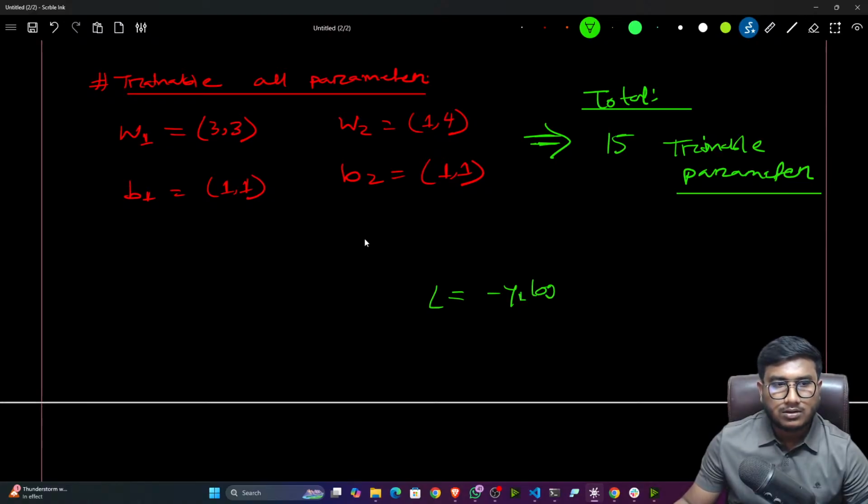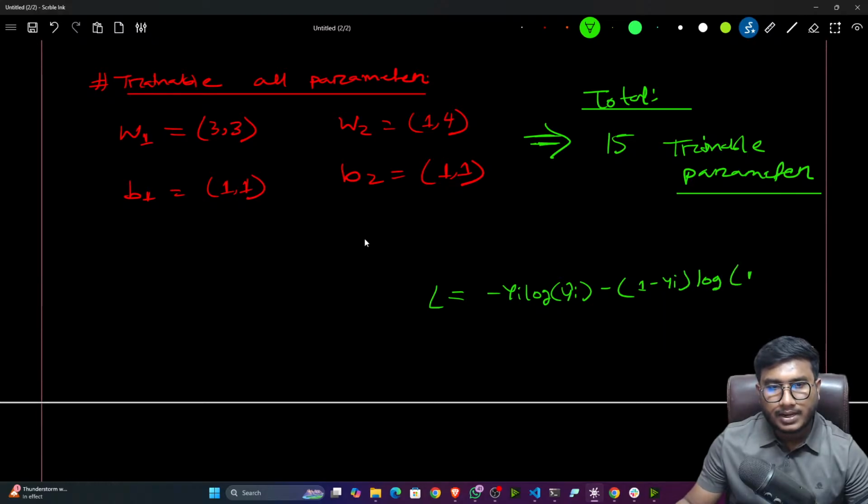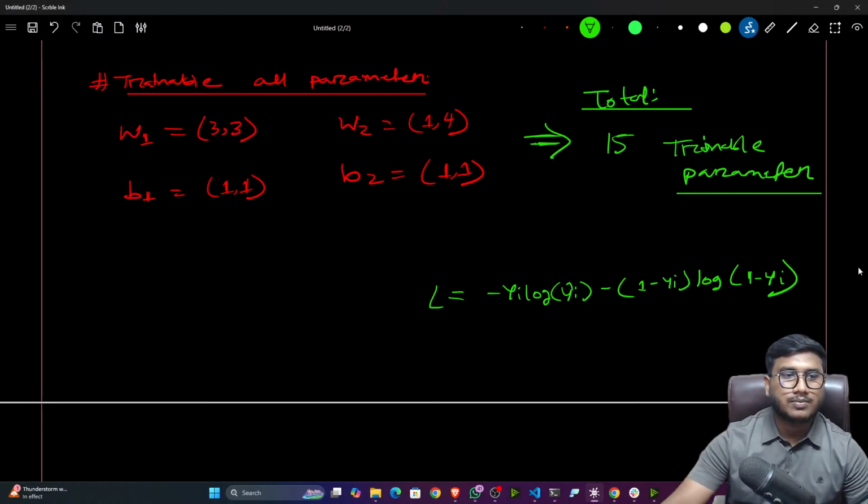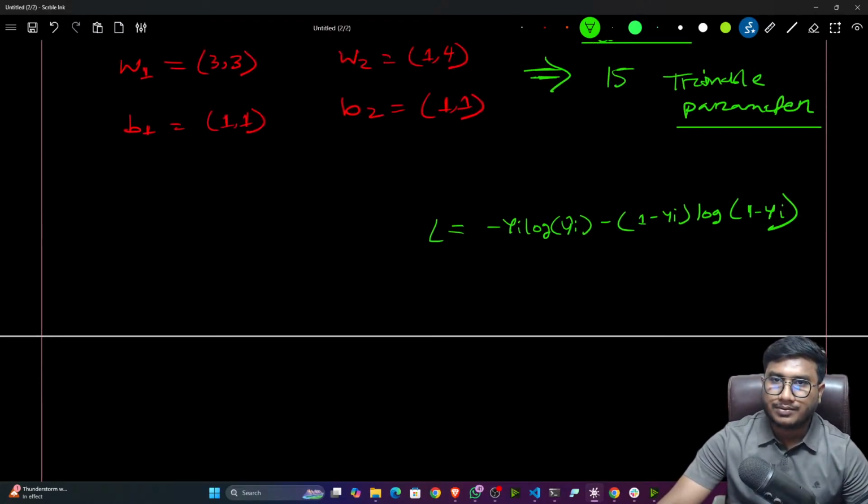log y hat i, minus (1 minus yi), then log of (1 minus y hat i). So this is the equation. This is the binary cross entropy equation. This is the loss function you can talk about. You can also use a different loss function, it's up to you. There are different loss functions available: categorical cross entropy, binary cross entropy.